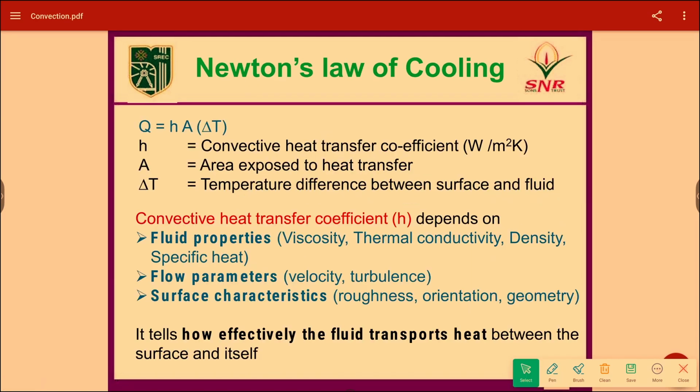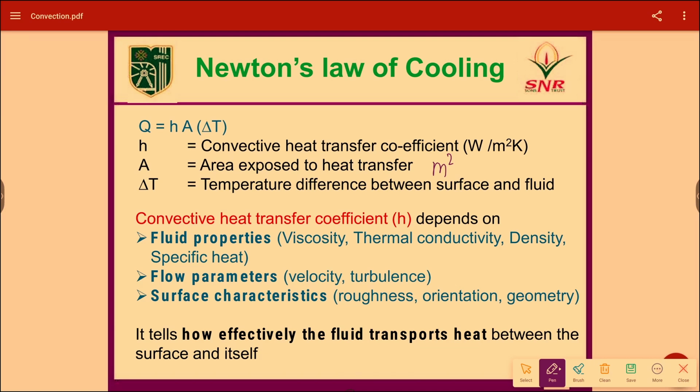Again I will reiterate Newton's law of cooling. Q is equal to H into A into delta T, where H is the convective heat transfer coefficient whose unit is watt per meter square Kelvin. A is nothing but the area exposed to heat transfer whose unit is meter square, and delta T is the temperature difference between the surface and the fluid.